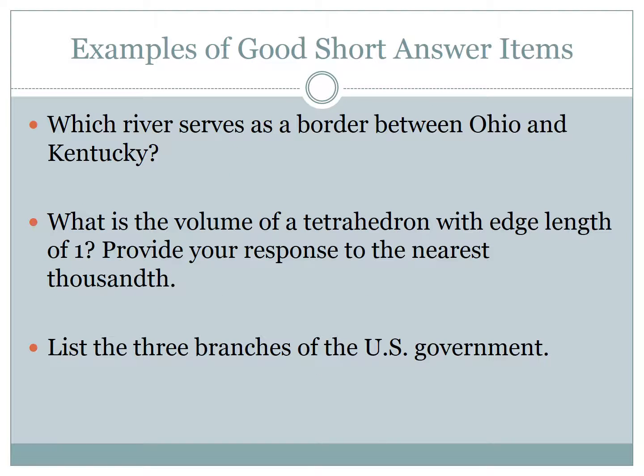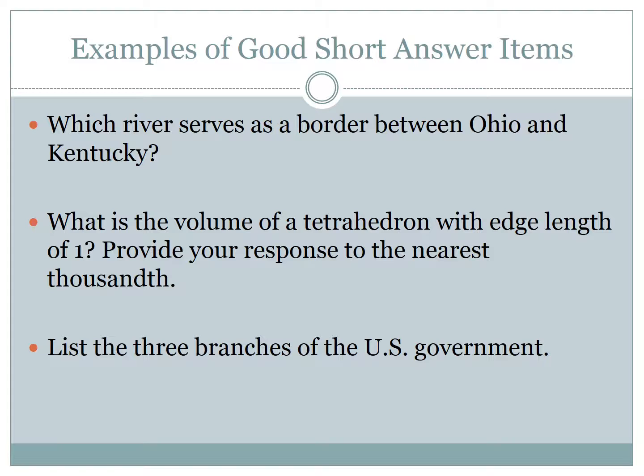Let's take a look at some examples of good short answer items. Which river serves as a border between Ohio and Kentucky? This is a very good short answer item because there's a definite answer. The question is worded clearly, and you'll notice that it doesn't have a blank to just fill in a word here.